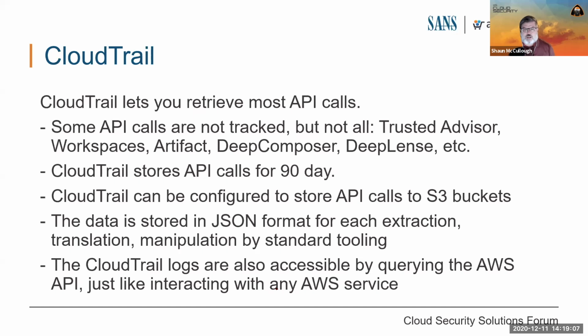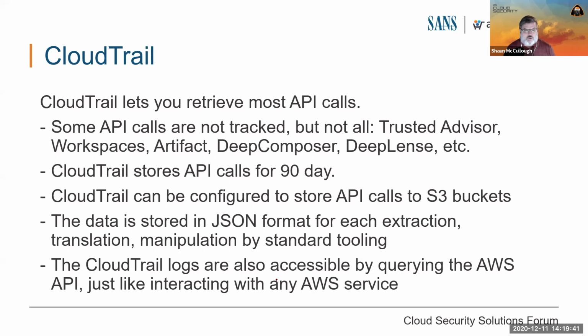Now, the last time I looked, this is a list of some of the API calls that are not fully provided in CloudTrail. That actually changes quite often, so I might be a little behind on this. But this is from August, I think, when I grabbed it. Things like Trusted Advisor, maybe WorkSpaces, Artifact, you may not get all the API calls. But for the majority of your environment, anything you're doing about manipulating, changing, creating, or listing EC2s, S3 buckets, it's all going to be tracked in CloudTrail.